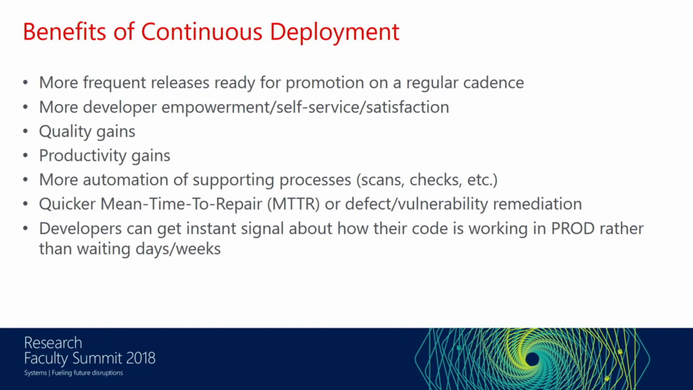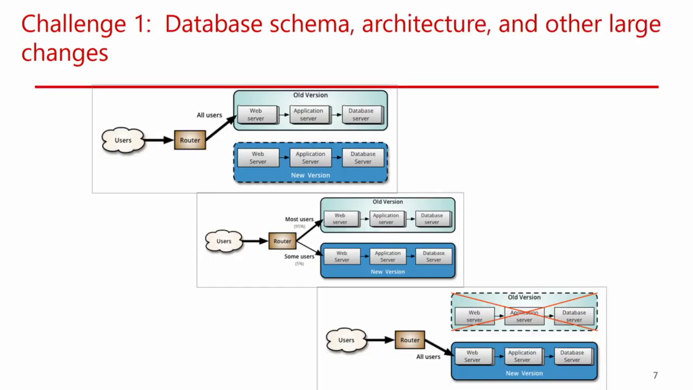Now we'll talk about the challenges for companies. The first challenge is, what happens when you have a large change? So part of continuous deployment includes continuous integration. So when a developer makes a change, they are always integrating. They're not keeping things on their own machine, on a sandbox, on a different branch. They're actually integrating the change into the main branch.